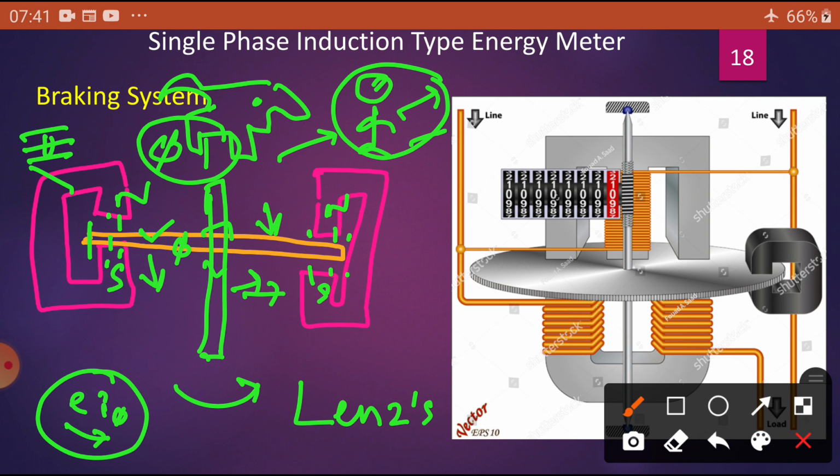So the cause of its production is the rotation. Then whatever flux is produced always opposes the rotation. Then automatically the rotation will reduce its speed. That is the braking. Indirectly we are applying the braking. Okay.